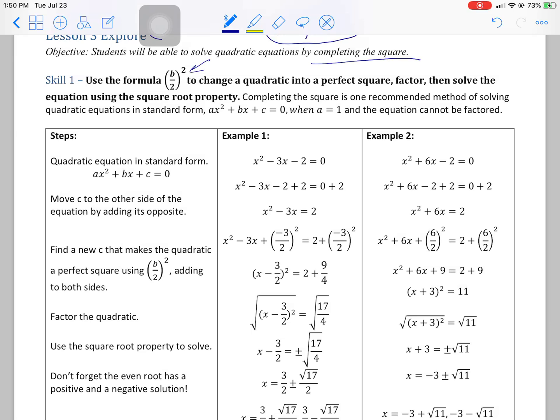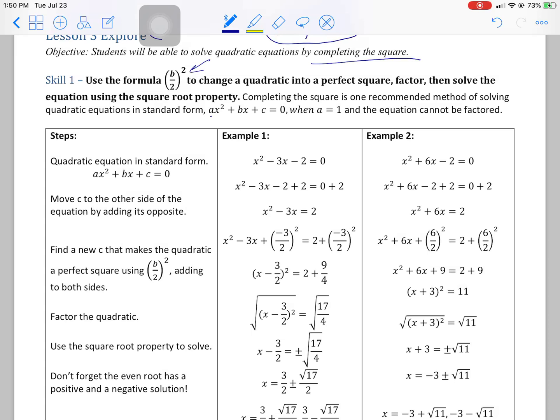When you're using the completing the square method, you can fix the problem, so you can use the other methods to solve. Okay, that's what this is doing. So completing the square is the one recommended method of solving quadratic equations in standard form when a equals 1 and cannot be factored. By the time you're done with this unit, you're going to have 4 different methods to handle your quadratics.